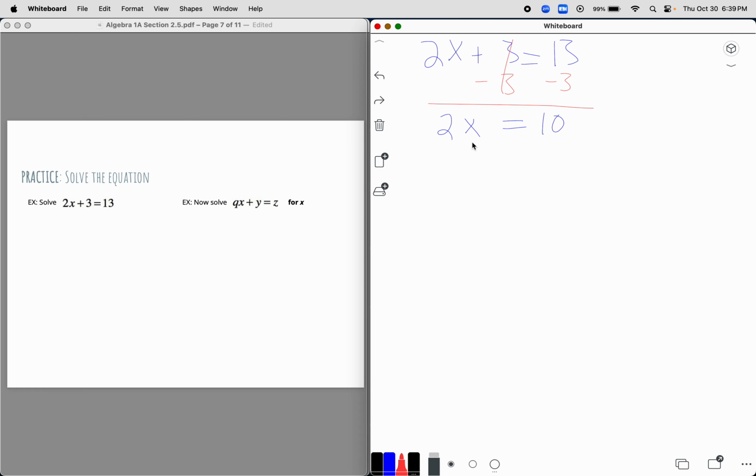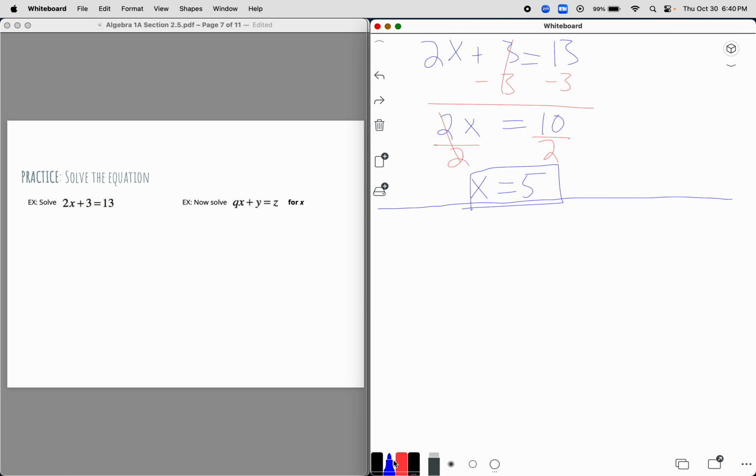And then what's happening to x right now? X is being multiplied by 2. So we do the opposite, which is to divide, and we're going to divide by 2 on both sides. The 2's cancel. X is all by itself. This is what we want. 10 divided by 2, 5. X is equal to 5.